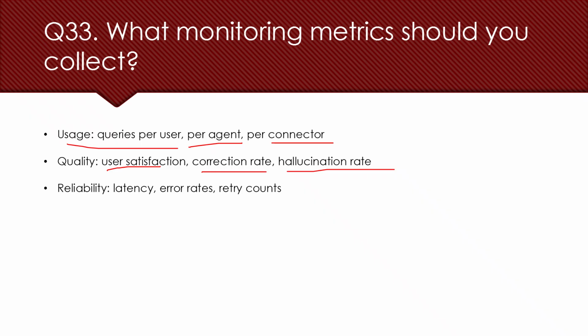That can also be considered in the quality metrics. The third set of metrics we can have is the reliability metrics, which includes latency, API error rates, and retry behaviors. Combine telemetry with sample logs for quality reviews. Monitoring these metrics lets you prioritize improvements and detect regression early.